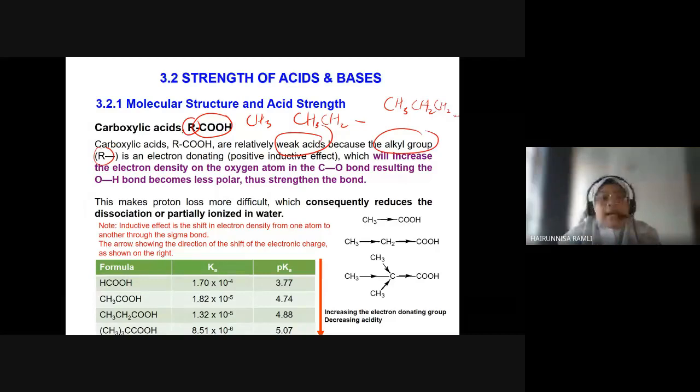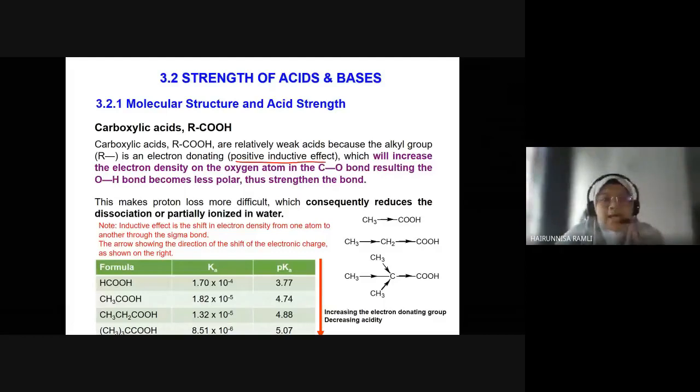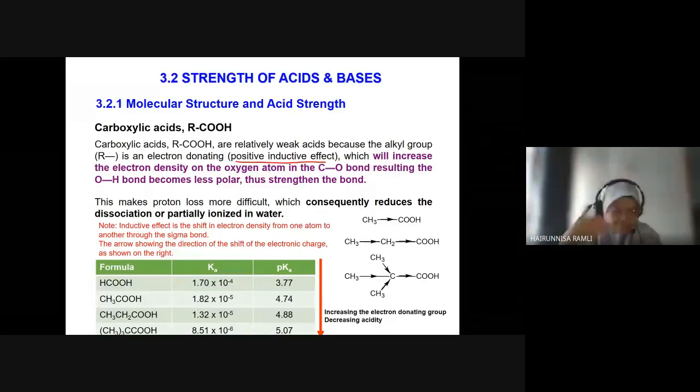It is actually electron donating. It donates electrons, because it has carbon and hydrogen there, so it can donate electrons. This is actually the positive inductive effect. What is important is that it donates electrons. You will learn the details later in chapter 5. So this will increase the electron density on the oxygen in the CO bond. Looking at the COOH here, for example CH3 will donate electrons. It shares, giving electrons towards the CO here.